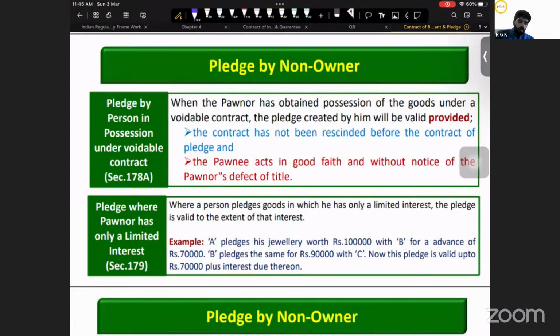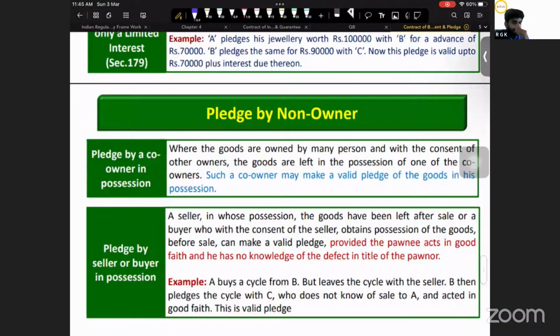Pledge by co-owner in possession of the goods. Multiple owners are there. One of the owners, who has the possession of the goods, pledges it. The pledge will be valid. Where goods are owned by many people and, with the consent of other owners, the goods are left in the possession of one of the co-owners, even though he has not taken the other person's permission, if he pledges the goods, that particular pledge will be considered a valid pledge.